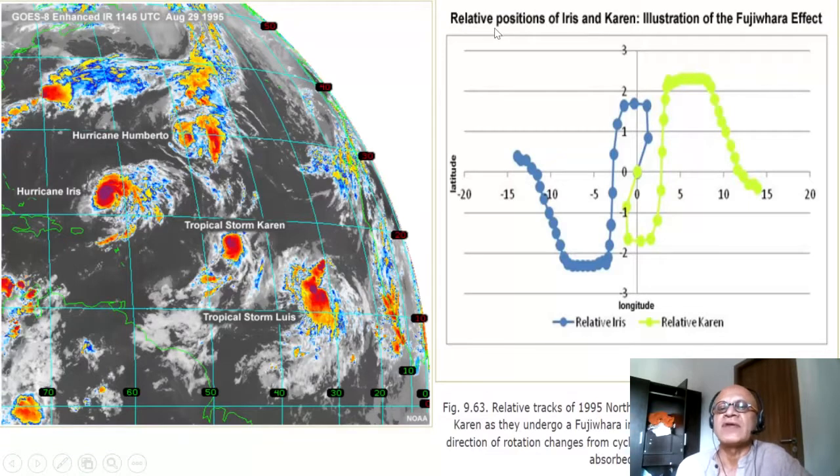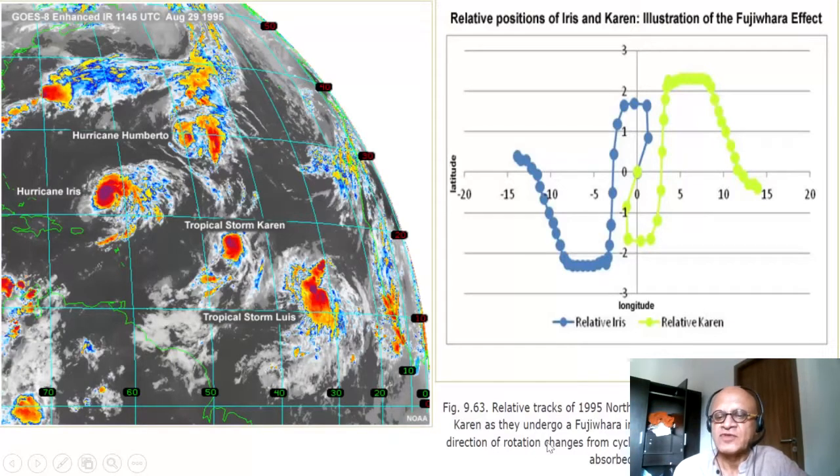So we can look at relative positions of Iris and Karen, an illustration of the Fujiwara effect here. The relative motion of Iris on this side with respect to their centroid, and relative motion of Karen here with respect to the centroid. So relative tracks of 1995 North Atlantic Hurricane Iris and Tropical Storm Karen, tropical storm and hurricane.